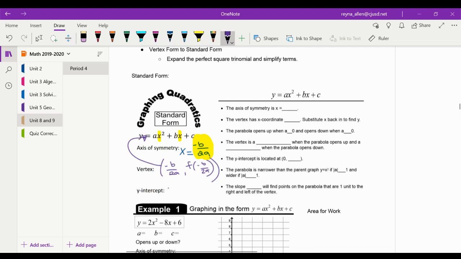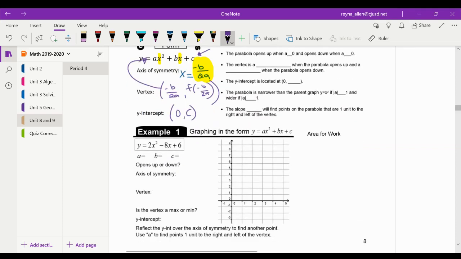And then the nice thing about this one, you don't have to do as much work for your y-intercept. It's just 0 comma c. So whatever your last value is, your constant, that is your y-intercept. So let's take a look at what that might look like. So what is your a? What is your b? What is your c?